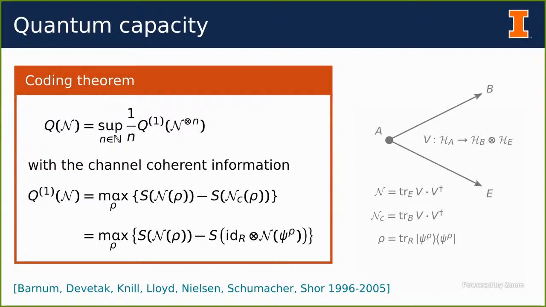Okay. And now the quantum capacity theorem tells us that the largest amount of information we can transmit is actually the supremum over all of these channel coherent informations, where we do this for larger and larger systems. And we will see in a second that unfortunately it is actually necessary to write it like that.